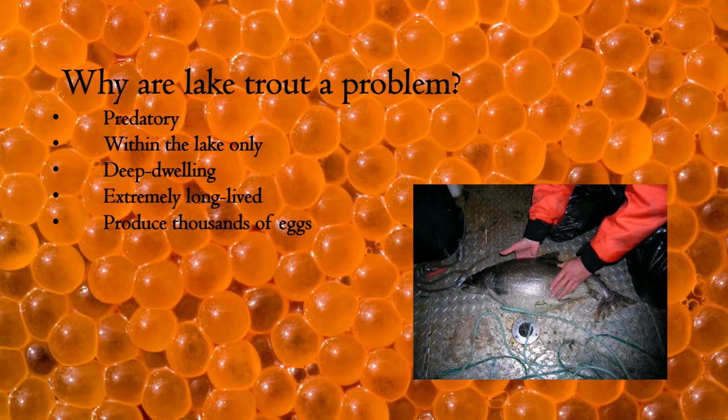So why are lake trout a problem? They're a predatory species. They live only within Yellowstone Lake, and they do not use spawning streams the way cutthroat do in the spring to spawn.